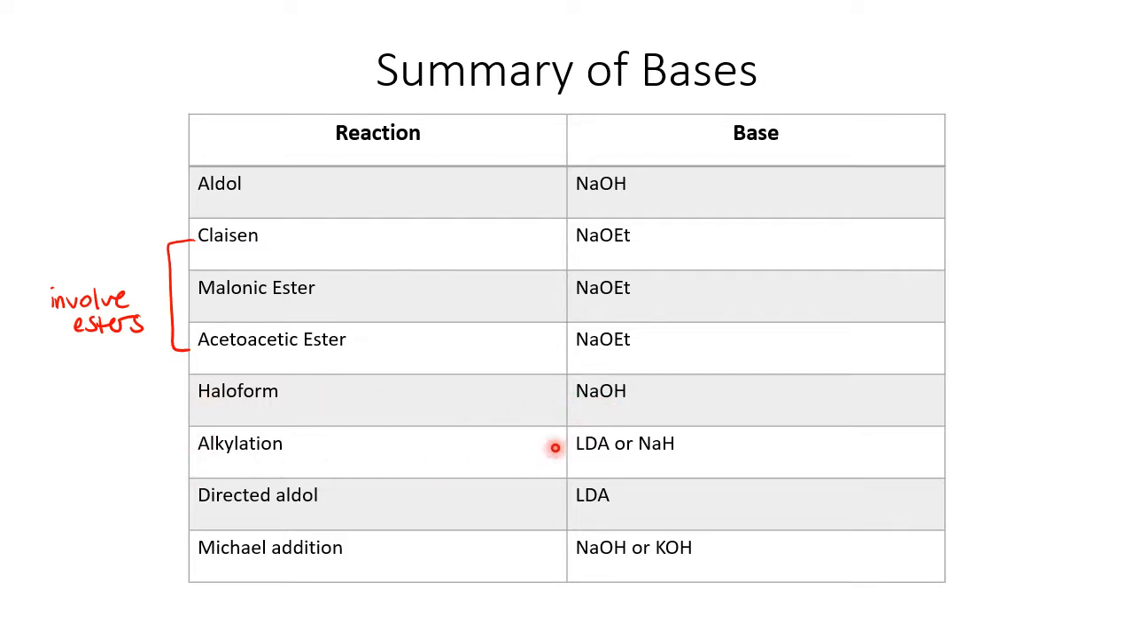Alkylations, because we need to form enolates irreversibly, involve LDA or NaH, depending on where we want to install the alkyl group. The directed aldol involves LDA, and that's so that we can form the enolate and have it react selectively with another aldehyde or ketone. Then we haven't yet talked about the Michael addition, that's next, but the Michael addition involves sodium hydroxide or potassium hydroxide.